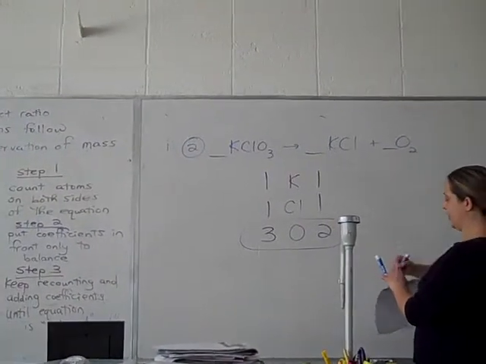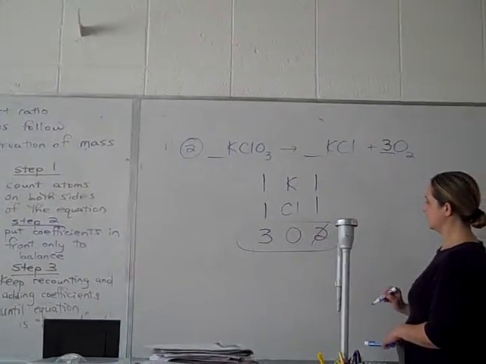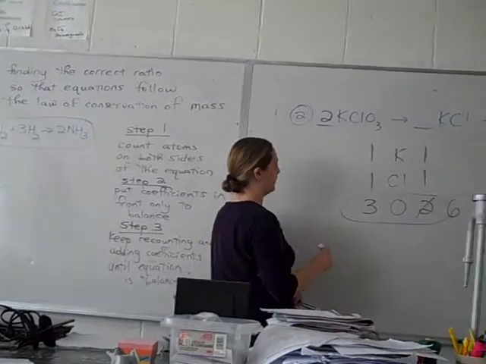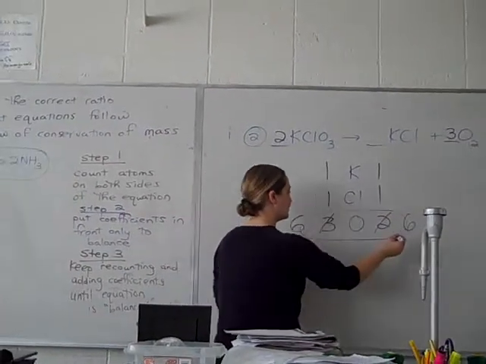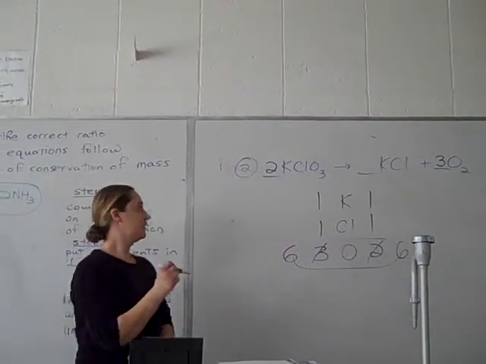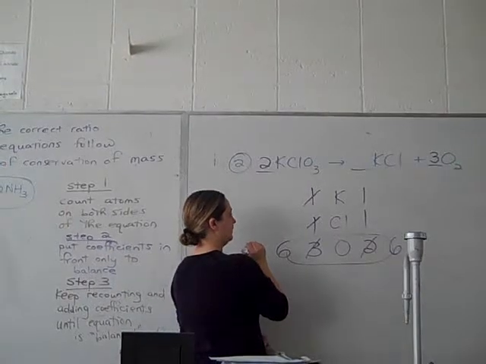So if we put a 3 in front of O2, that'll give us 6 oxygens, right? If we put a 2 in front of KClO3, that will give us 6 oxygens, but what does that mess up now? The KCl. These are now off balance because these are now how many? 2.